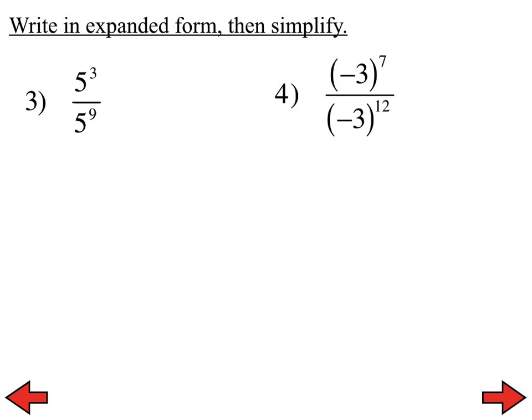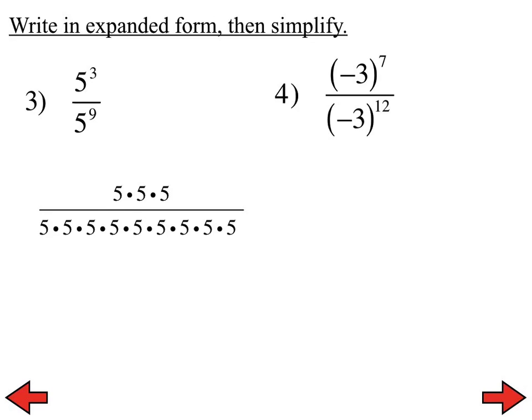Number 3 is a little bit different. I would like you to still write it out in expanded form. So 3 5s on top, 9 5s on the bottom. And then 5 divided by 5 is 1. Those all cross divide away. But remember, I said 5 divided by 5 is 1. So at the top, there is still a number there. What is 1 times 1 times 1? 1. Very good. This is actually 1 over 5 to the 6th power. It becomes a fraction because the top has a 1.